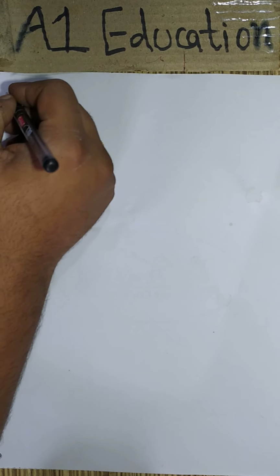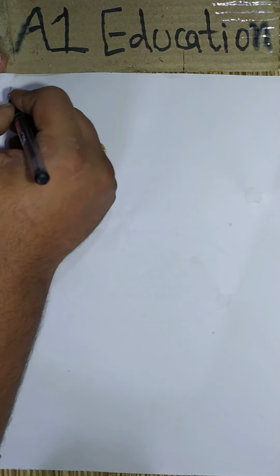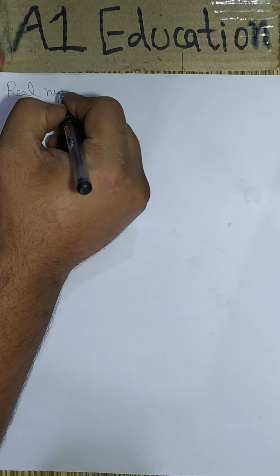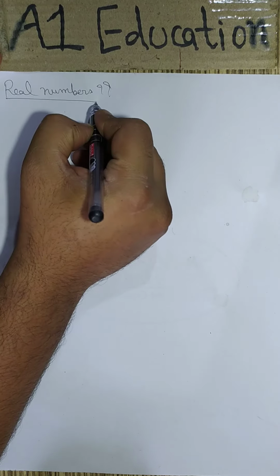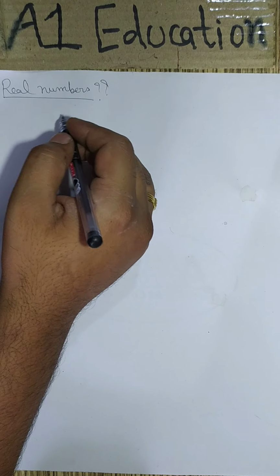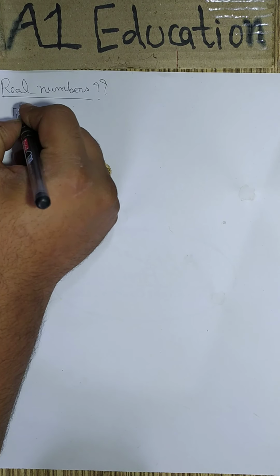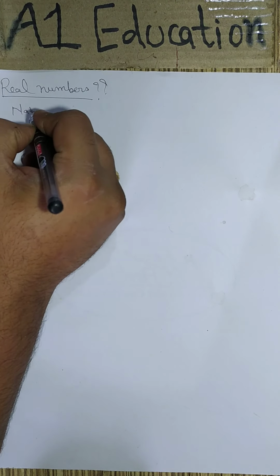Next thing which we are going to see is what are real numbers. Before getting to what are real numbers, let us revise. We have studied till now natural numbers. Natural numbers are denoted by N. Then the whole numbers, which are denoted by W. Natural numbers are 1, 2, 3, 4. Whole numbers start from 0, 1, 2, 3, 4, and so on.